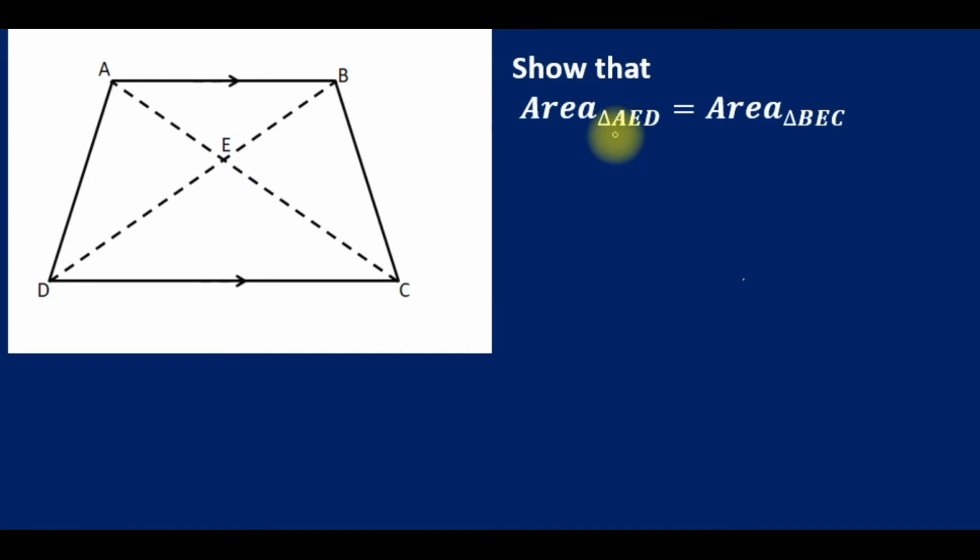Next, show that area of triangle AED equals area of triangle BEC. As you can see, since we have only one pair of parallel sides, ABCD is a trapezium. So we have to show that this equals that. Okay, we start by drawing an auxiliary line. Let's label DC as A.